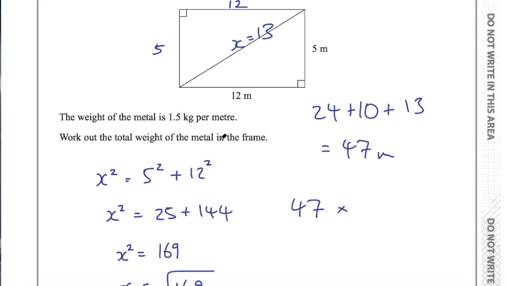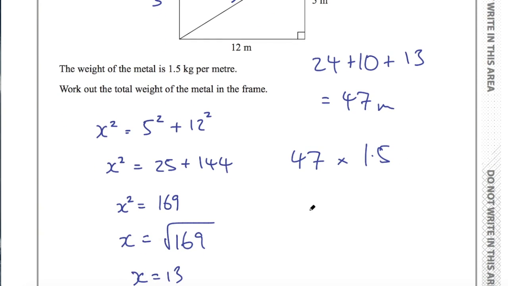multiply it by the number of kilos per meter, and we get 47 times 1.5. And then so 47 times 1, that's 47, and then half of 47, that's 23.5. So 47 plus 23.5, that's going to be 70.5 kilograms of metal.